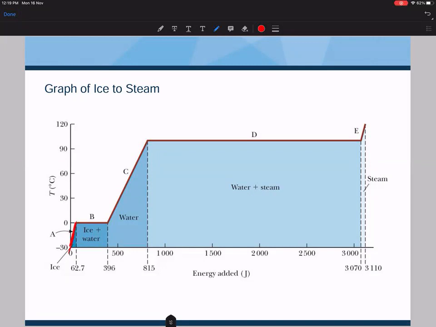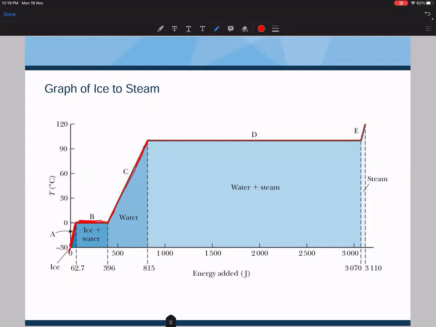At 0 degrees Celsius, if you keep on putting heat energy into the system, the ice will start to melt. So the temperature does not change, but the phase of the system changes. It will gain energy due to the phase change until all the ice melts and becomes water. Then from 0 degrees Celsius, the water starts to increase in temperature until, again, 100 degrees Celsius.